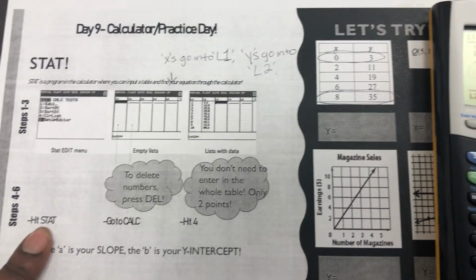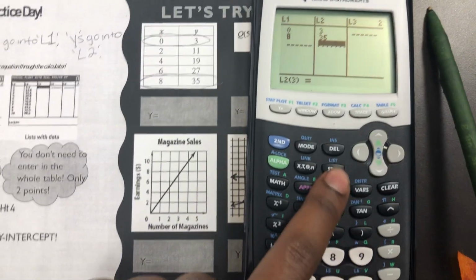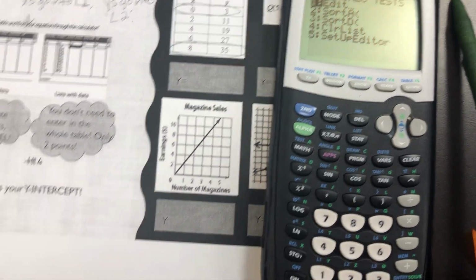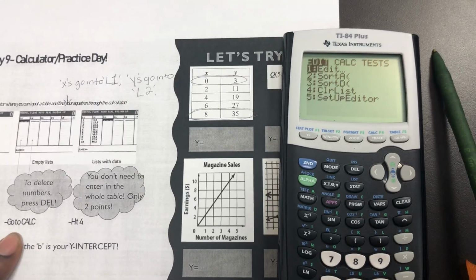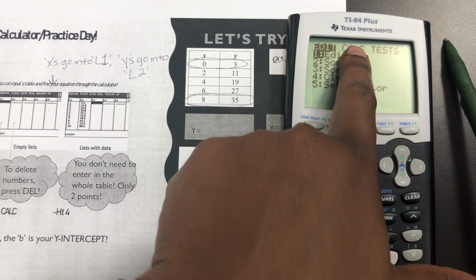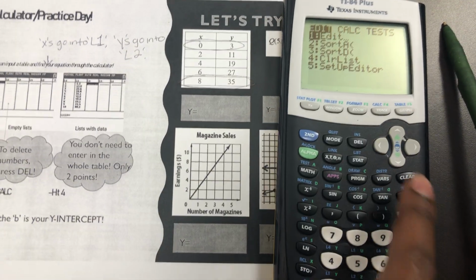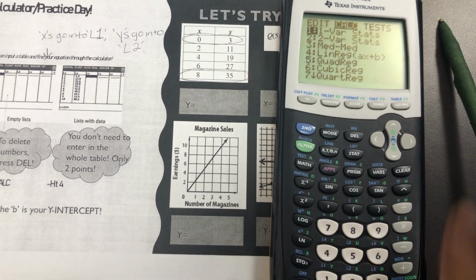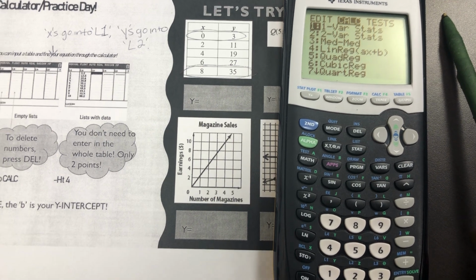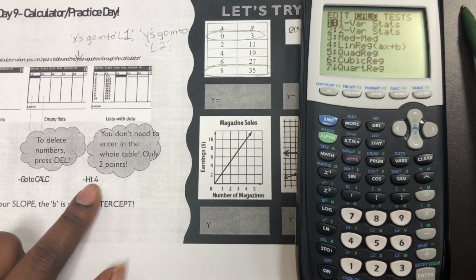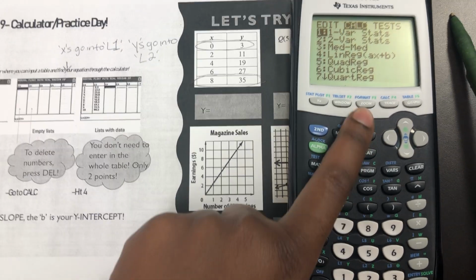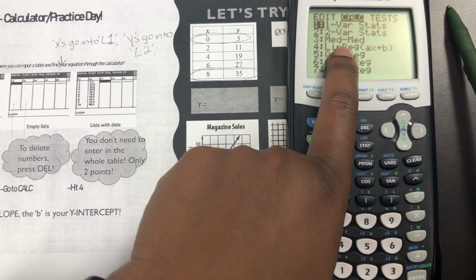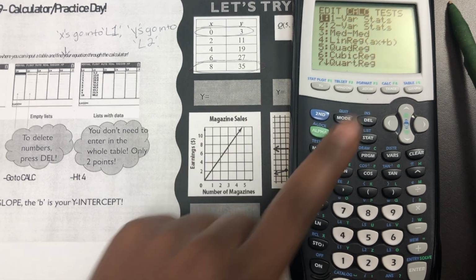So it says to hit the stat button once again. So I'm going to hit the stat button again. This time it says go to calc. So we're going to go to calc. So you see how this little title says calc right here? You're going to press this arrow to make it go to calc, and then hit number 4. So you can either hit 4 or go down to 4 and press enter. Either way, it's going to be this little LinReg title that says AX plus B.